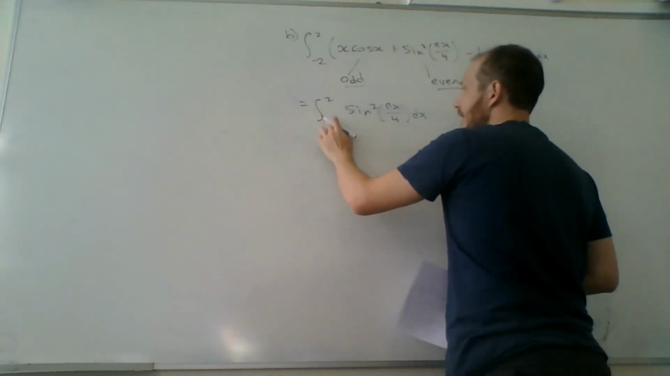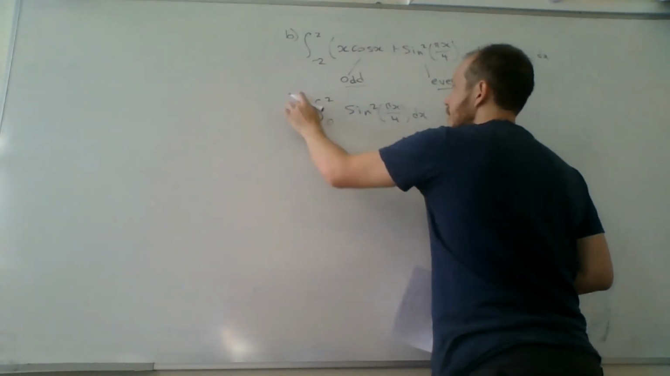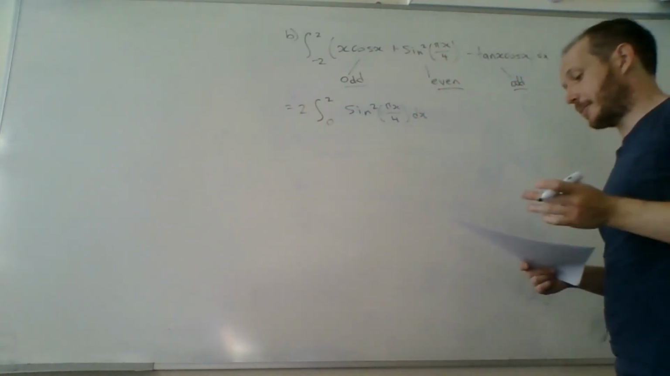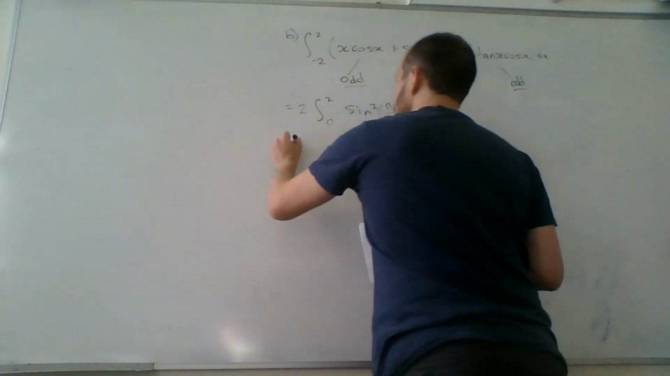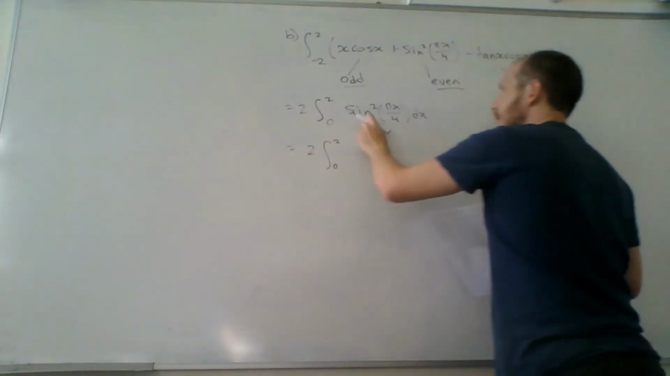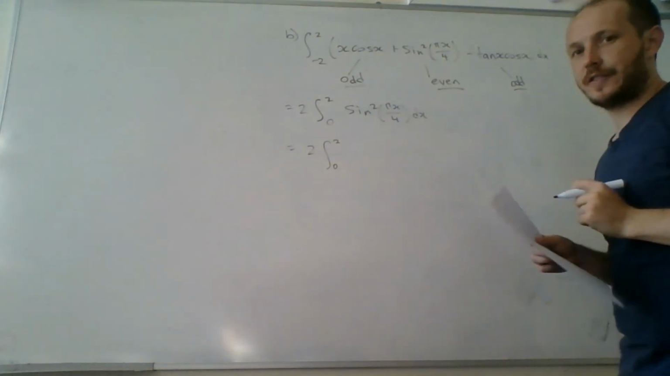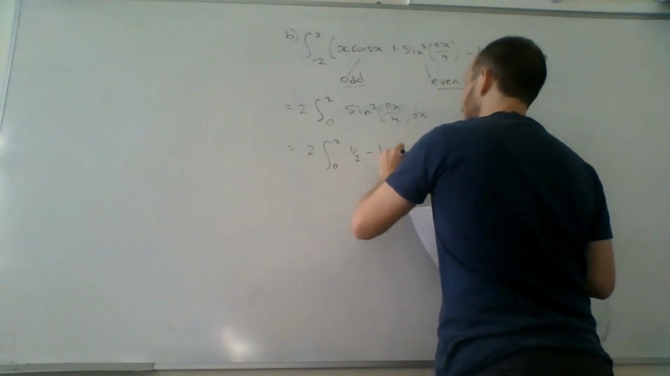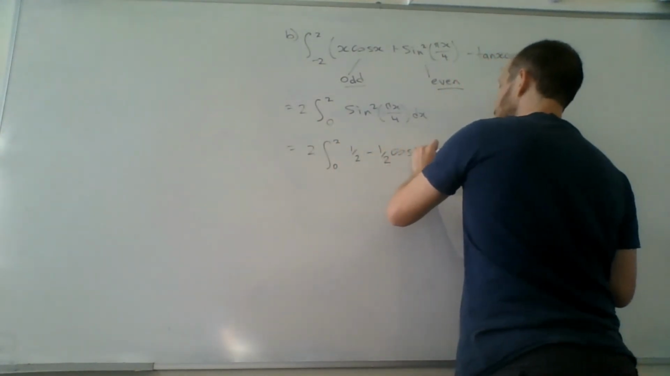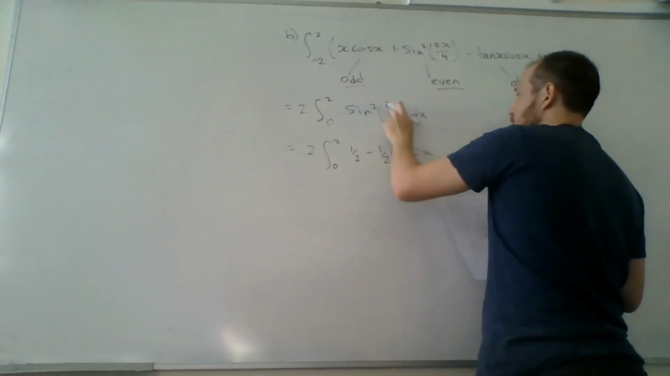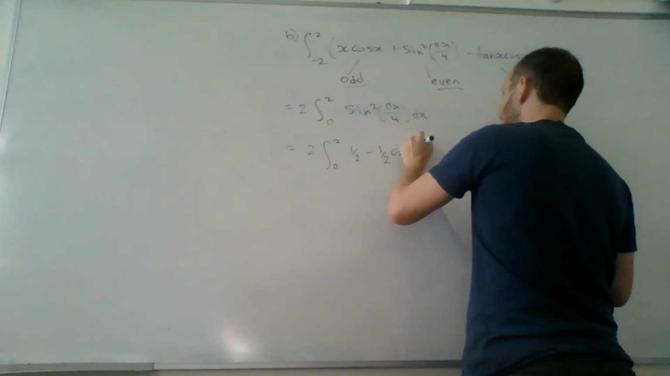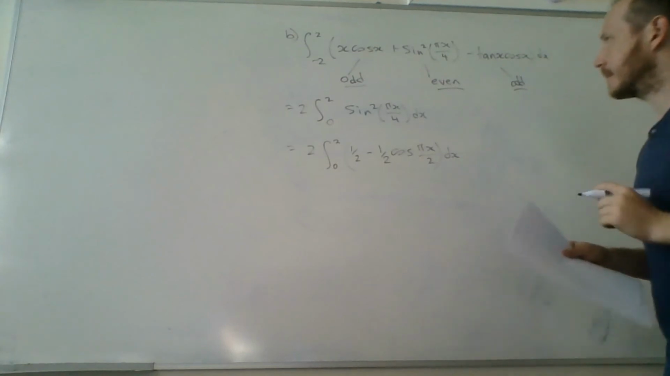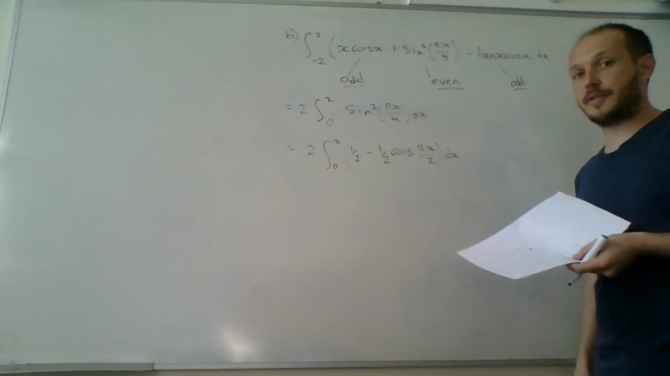Now, because it's even, we can actually just rewrite this integral as the integral from 0 to 2 and multiply it by 2 because of our property of even functions. Now, to do this integral, I need to use some substitution for sine squared. So I'm going to substitute in 1/2 minus 1/2 cosine 2x. Now, because it's 2x, it's 2 lots of this, so this will end up being pi x on 2. Alright? So we've substituted in using one of our properties for the double angle.